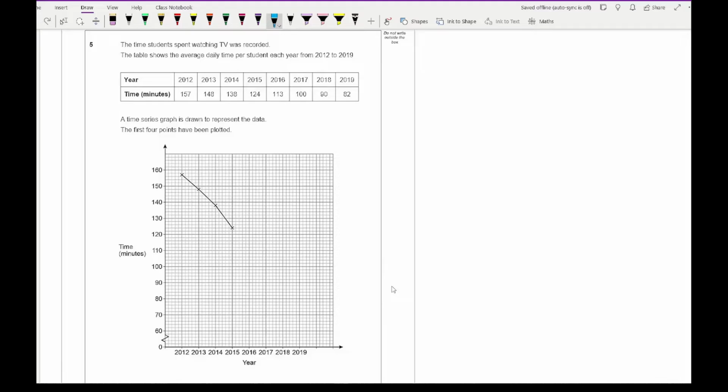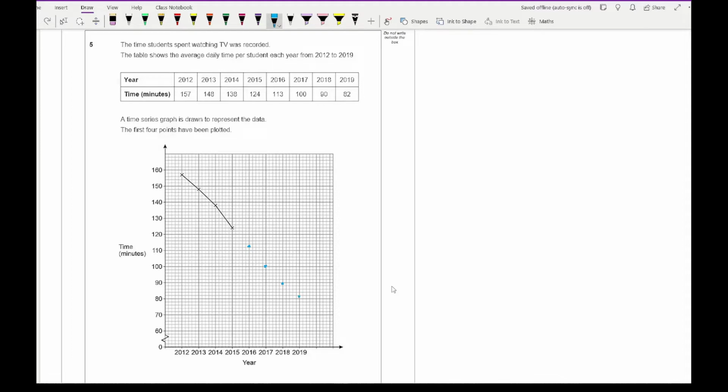So you can see here that the plots on the x-axis are plotted on the year. So 2016 is at 113. Again, we're looking at in between there, and you want to try and not do huge dots or crosses, so it makes it difficult for you to then see. 2017 is at 100, so that's going to be there. 2018 is at 90, and 2019 is at 82, which is just there.